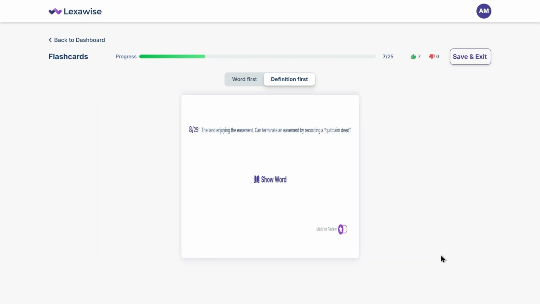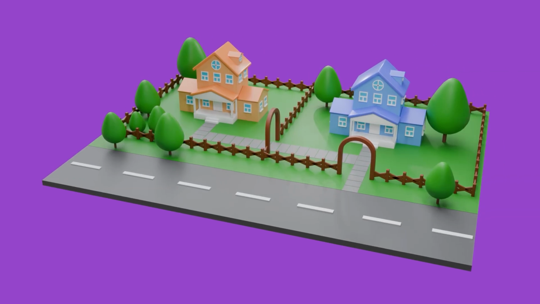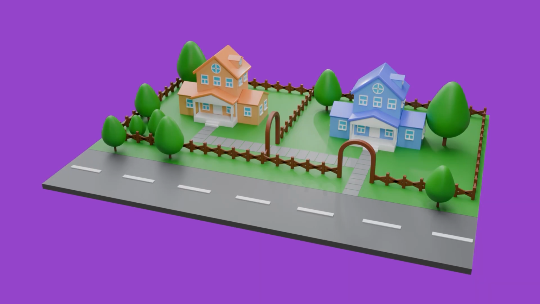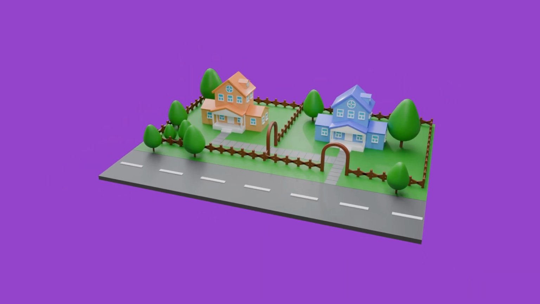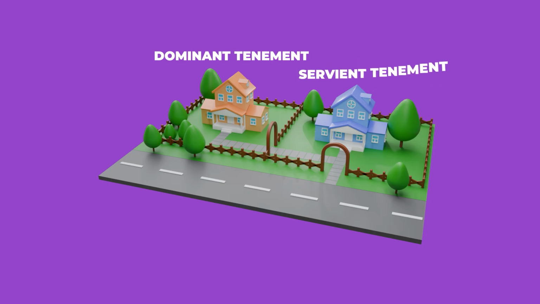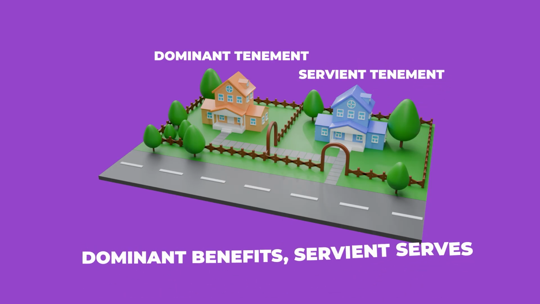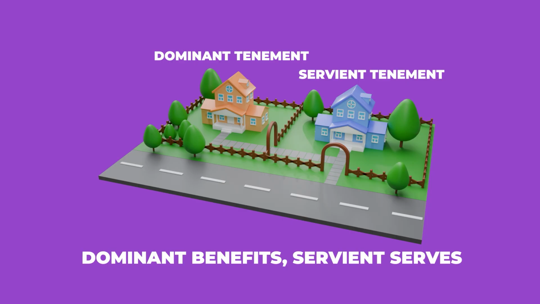The answer is dominant tenement. If your landlocked property has an easement to cross your neighbor's driveway to reach the street, your property is the dominant tenement. You dominate or benefit from the easement. Your neighbor's property is servient. Always remember, dominant benefits, servient serves.